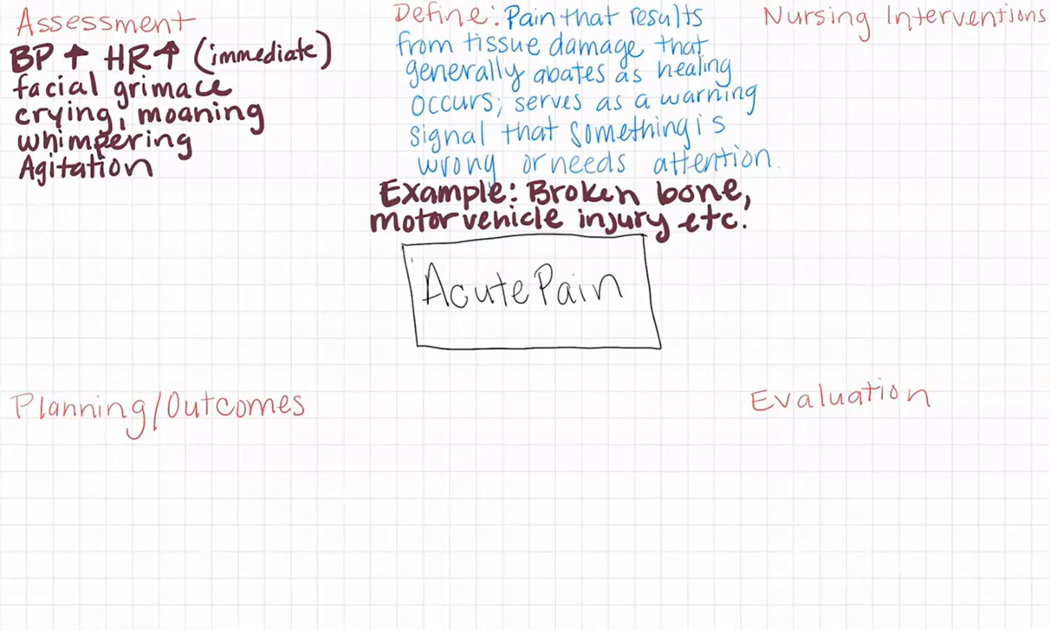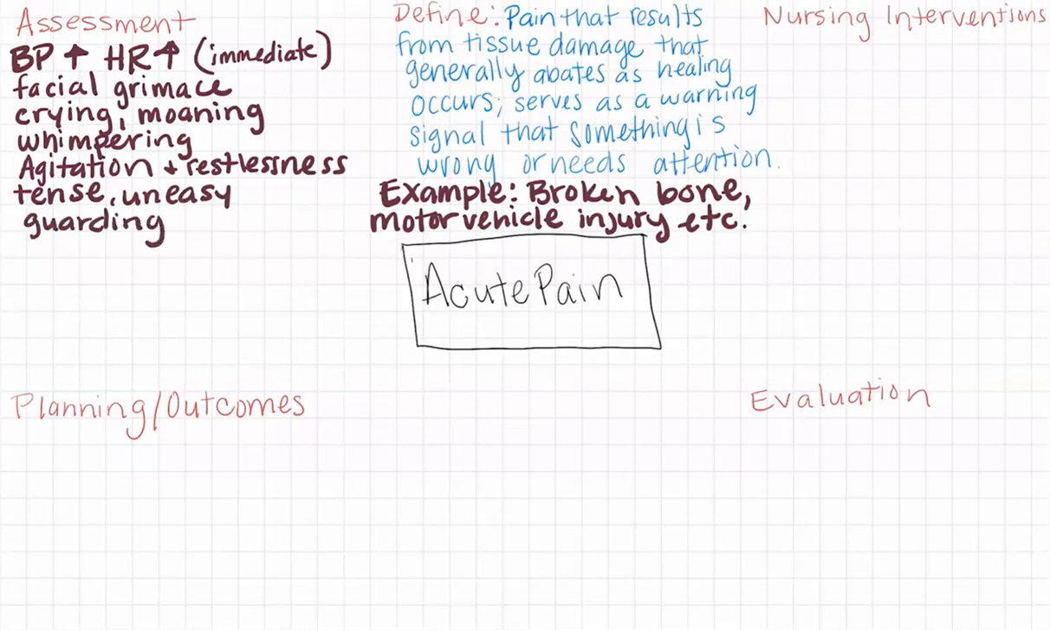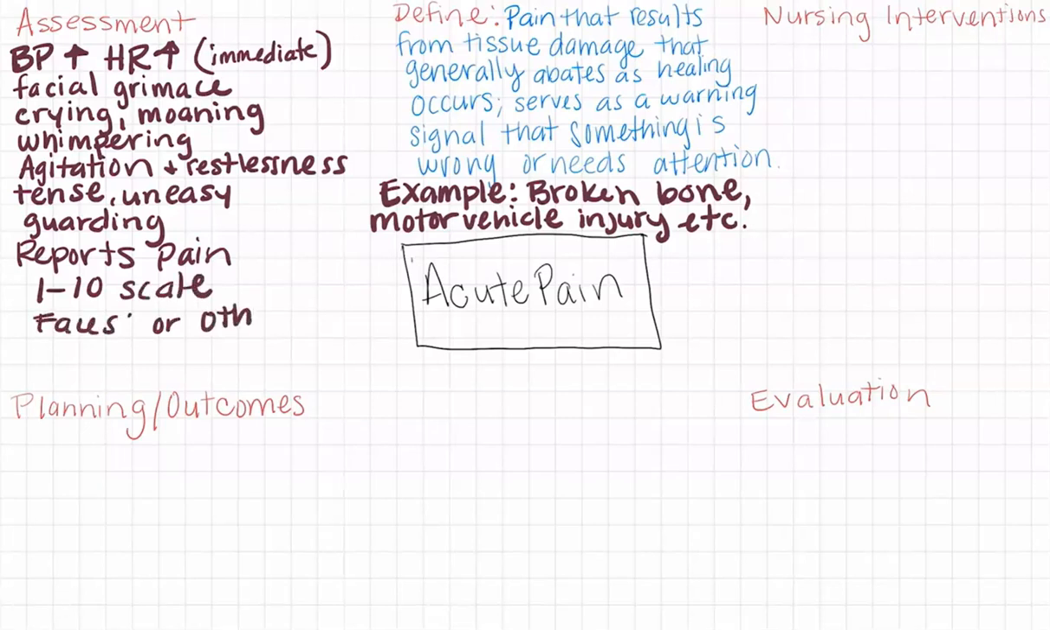You might have an agitated patient or someone that's restless. They look like they can't get comfortable. They might be tense, uneasy. They might be guarding where the pain is. They report pain. So we assess pain with a pain scale. So it could be the numeric pain scale, 0 to 10, the FACES, Wong-Baker, or any of the other scales.